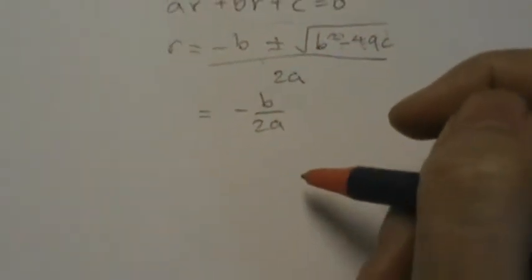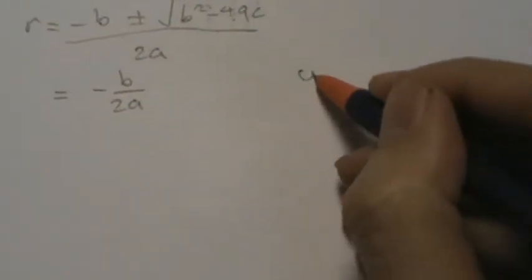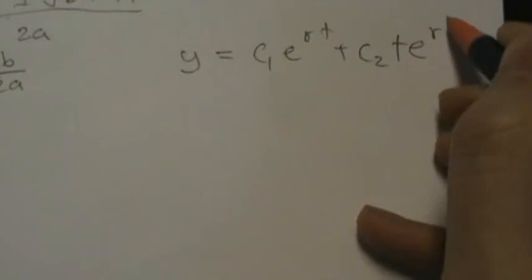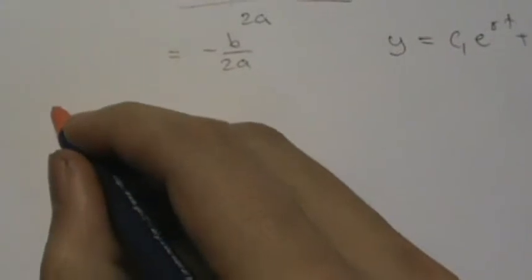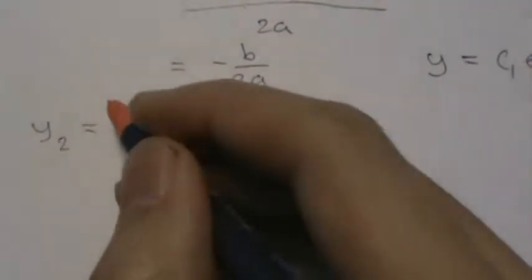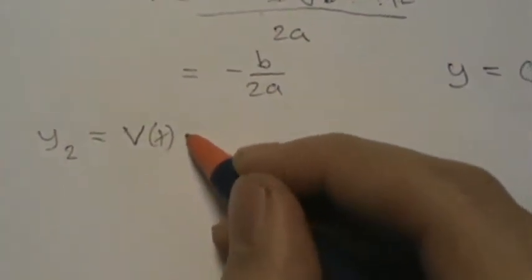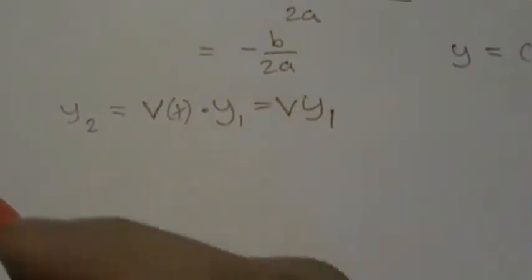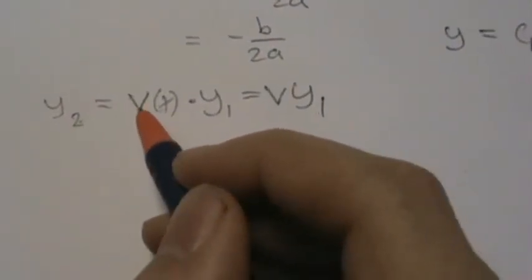So people ask me why the solution is written in terms of y equal to c1 e to the rt plus c2 t e to the rt. Where do you get this t from? In this video I'm going to explain that. So let's say we assume that y2 is going to be written in terms of some function v that depends on time, multiplied by y1 itself, or I can write it as just v y1, right? And all you have to do is substitute this y2 back into the original equation and solve for v in this case.